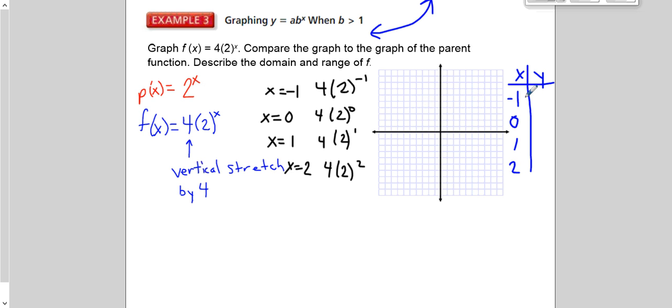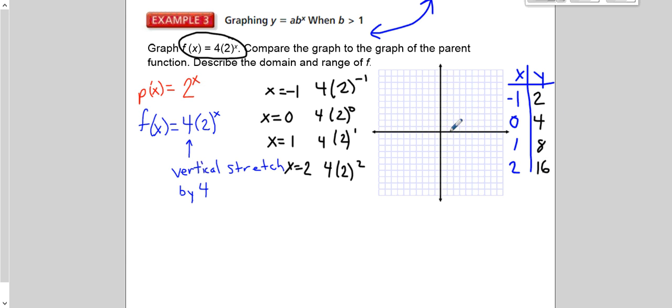So using these numbers in the table one at a time, when x is -1, we are using this equation. 4 times 2 to the -1 power. 2 to the -1 power is 1/2. 1/2 of 4 is 2. 4 times 2 to the 0 power. Anything to the 0 power is 1, times 4 is 4. When x is 1, we put a 1 in for x. 2 to the first power is 2, times 4 is 8. And when x is 2, we get 2 squared is 4, times 4 is 16.